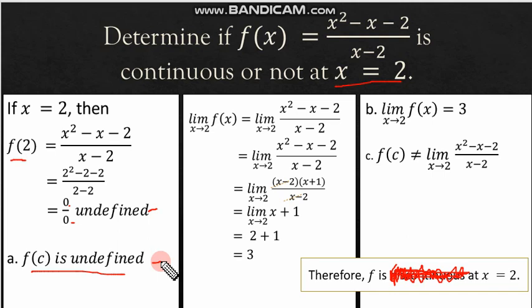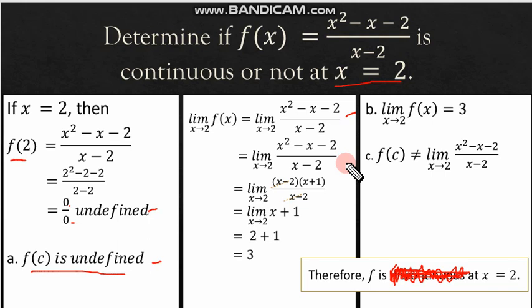We knew that the function is continuous if we have satisfied the three conditions, but in this case the first condition is failing. So the f of c must exist, but for this example the f of c is undefined. But anyway, we will just proceed to the next step and the third step to check the value of the limit of the function. Okay, so the limit of the function as x approaches 2, we have known already that that is 0 over 0, which is an indeterminate form, 0 over 0.